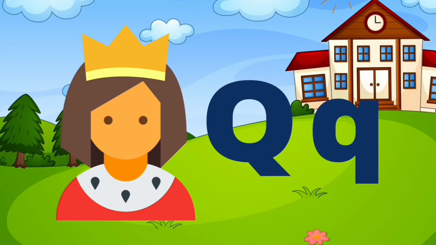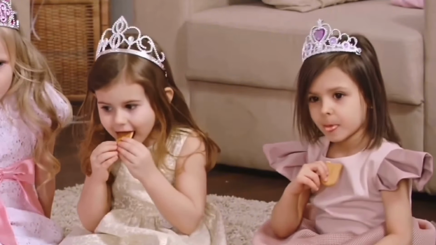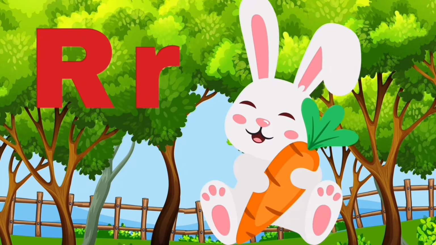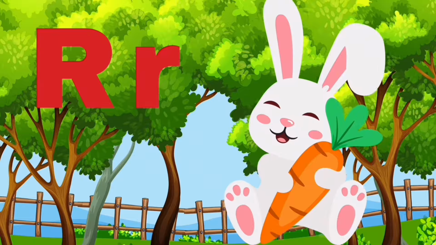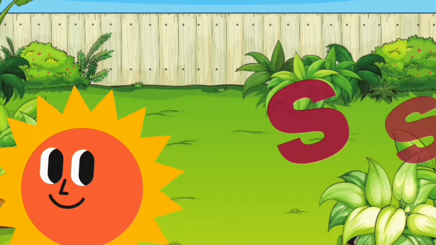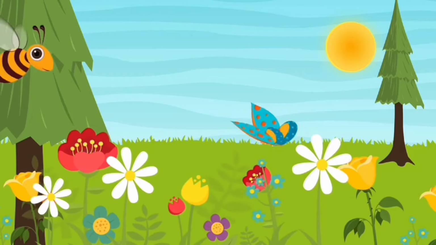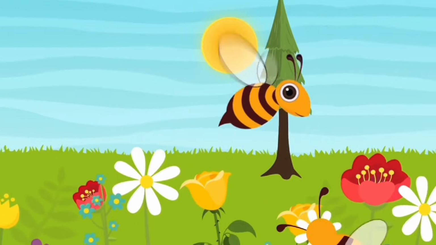Q is for queen. Q, q, queen. Q, queen. R is for rabbit. R, r, rabbit. R, rabbit. S is for sun. S, s, sun. S, sun.